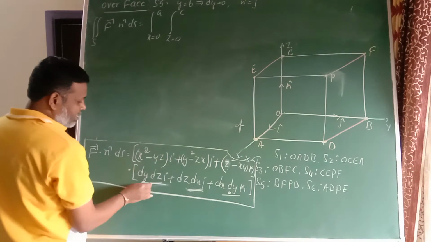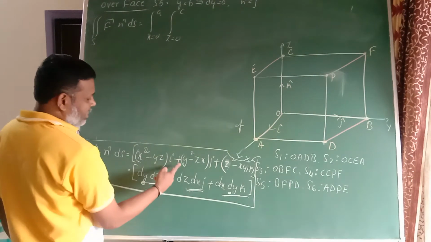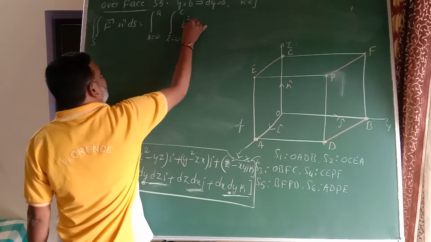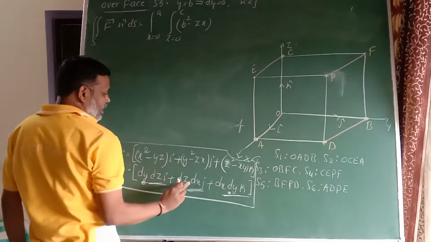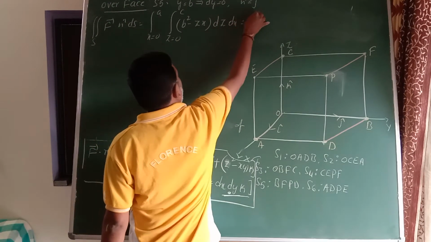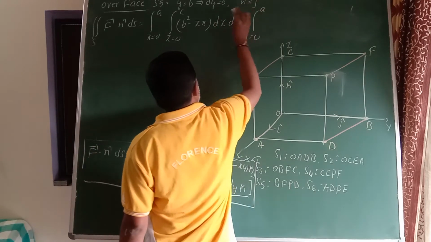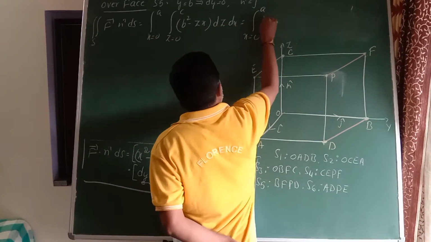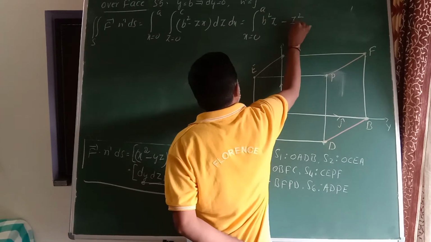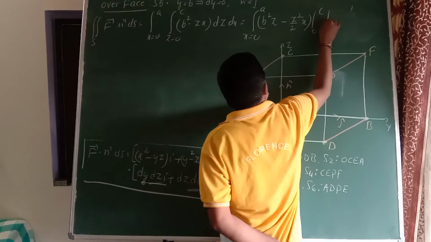Here also dy, here also dy get cancelled. Remaining thing is you have to make this one in. Okay, y is b here. b square minus zx, b square minus zx into remaining is dz dx, right? Now integrate first with respect to z, inner integral. x is equal to 0 to a. b square with respect to z, b square z minus z square by 2 into x from 0 to c into dx.